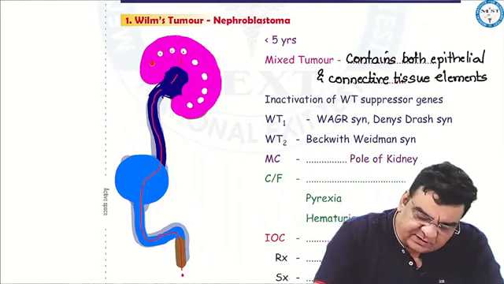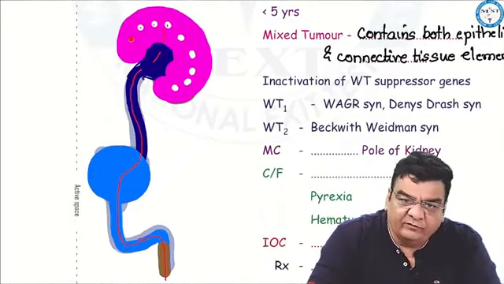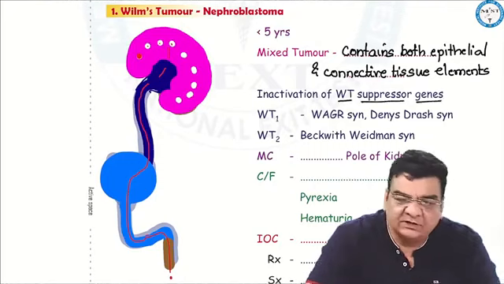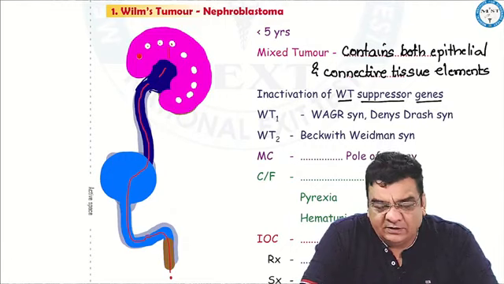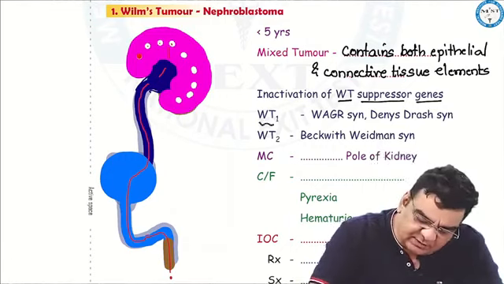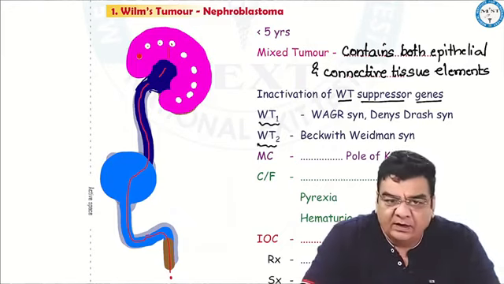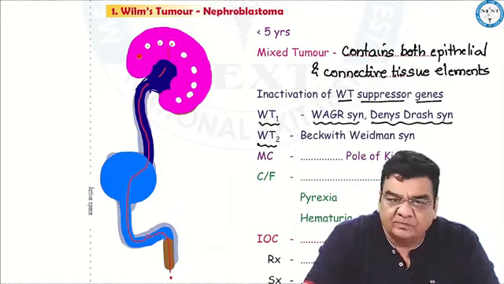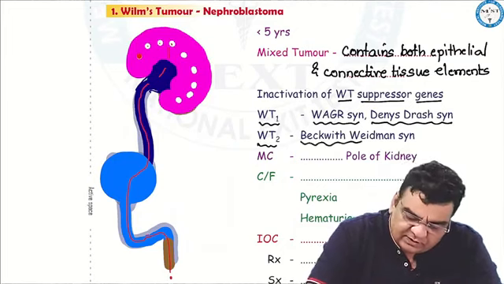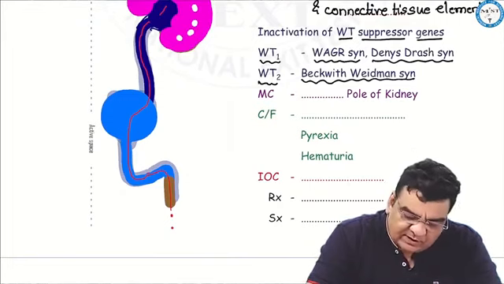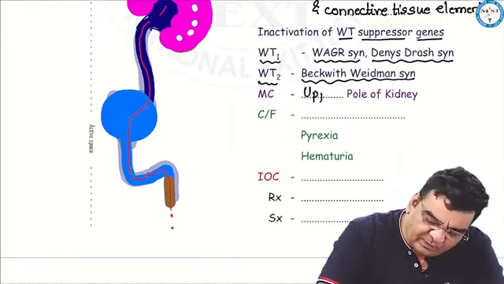And Wilms tumor has been associated with inactivation of Wilms tumor suppressor genes. Those genes which keep the Wilms tumor suppressed, if they become inactivated, then the baby has chances of developing this Wilms tumor. There are two genes, WT1 and WT2. Inactivation of WT1 has been associated with various syndromes like WAGR syndrome and Denys-Drash syndrome. Inactivation of WT2 is associated with Beckwith-Wiedemann syndrome. Most commonly, these Wilms tumors are seen at the upper pole of the kidney.